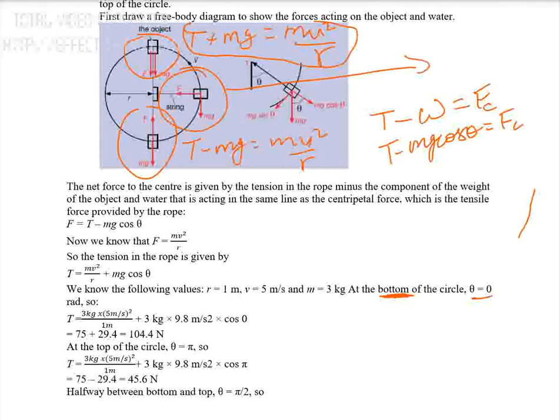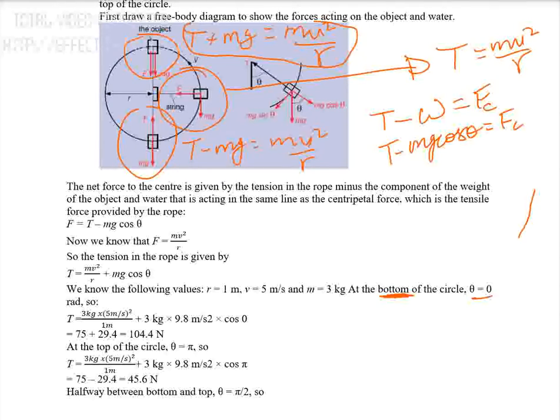And at the mid position, the angle is how much? 90 degrees. It makes 90 degrees with the tension. Therefore, since cos 90 is 0, it is cancelled out, and we are left with only tension. Tension minus 0 is tension, which is equal to what? mv square over r. This one is at the midpoint.